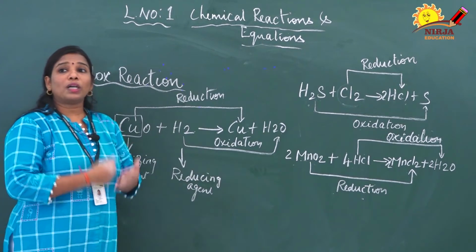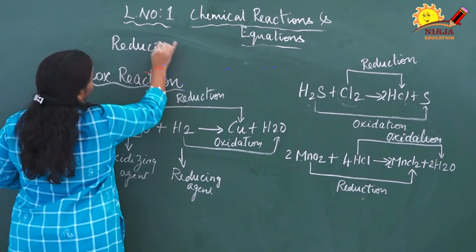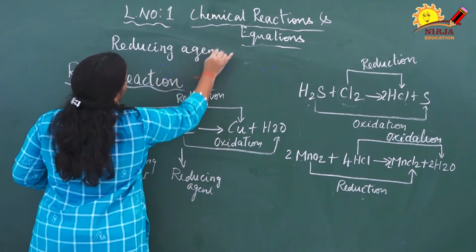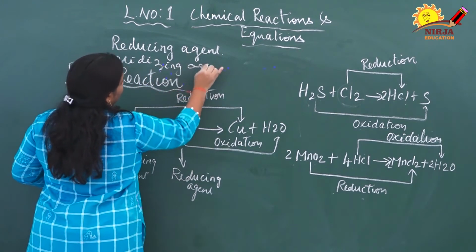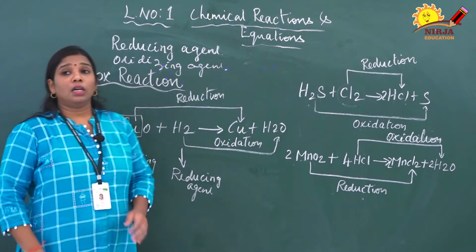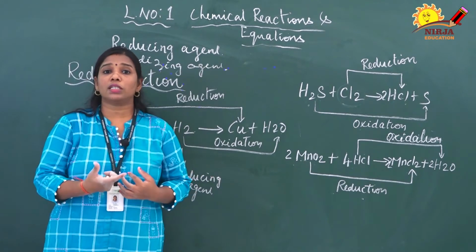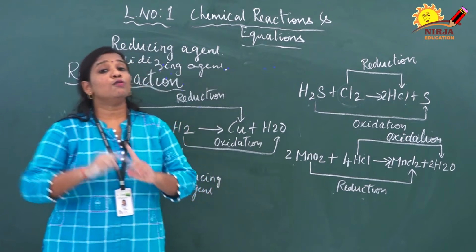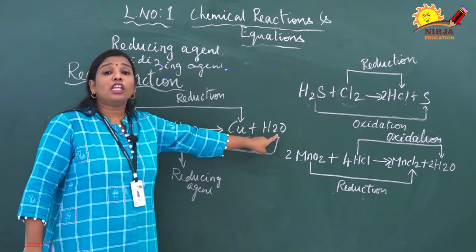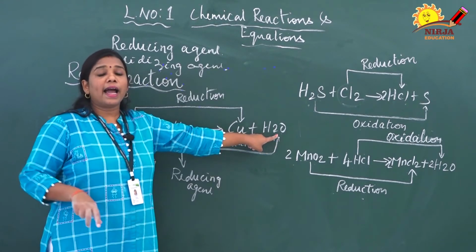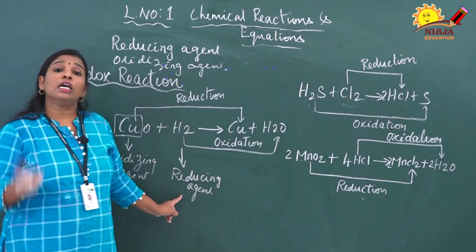Next we should know what is meant by reducing agent and oxidizing agent. What is meant by reducing agent? The substance which gets oxidized, that substance is called a reducing agent. For example, you see here hydrogen is converted into water, so gaining of oxygen, right? The substance which gets oxidized is called a reducing agent.